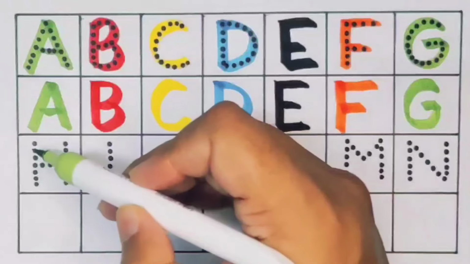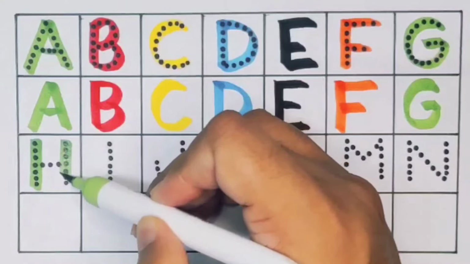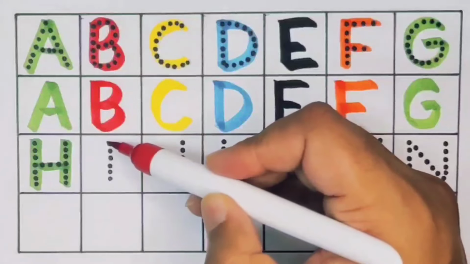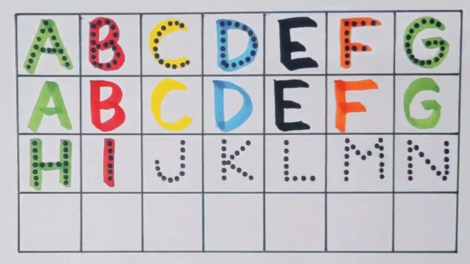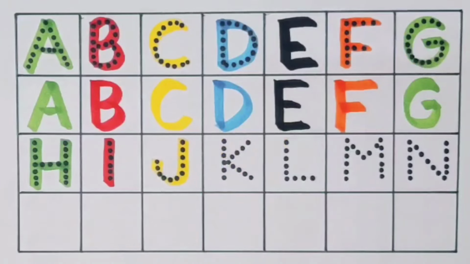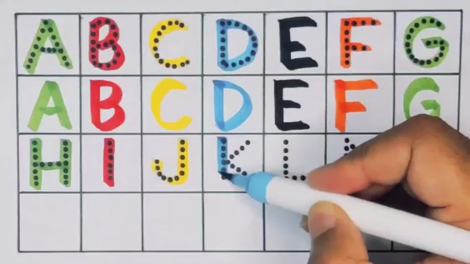Next H for hat. Next I for eyes. Next J for jelly. Next K for key.